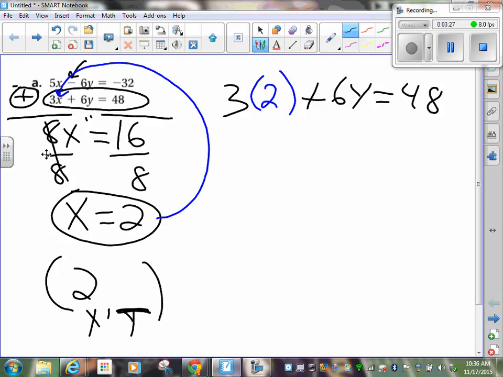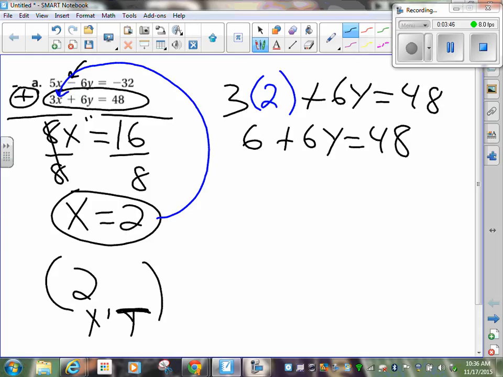This is something we've always done. Number next to parentheses. We're just putting in one number. And yes, we're going to multiply. So 3 times 2, we get 6 plus 6y equals 48.